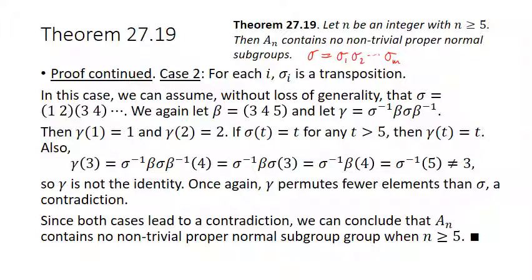Okay, and also gamma of 3. We can evaluate what gamma of 3 is by just plugging it into these different functions here, and we find that gamma of 3 is not going to be equal to 3, so gamma is not the identity. But once again, we find that gamma permutes fewer elements than sigma, because it doesn't permute 1 or 2, but sigma does permute them. So this is actually a contradiction. Since both cases lead to a contradiction, we can conclude that A_n contains no non-trivial proper normal subgroup. That is a typo: when n is greater than or equal to 5.